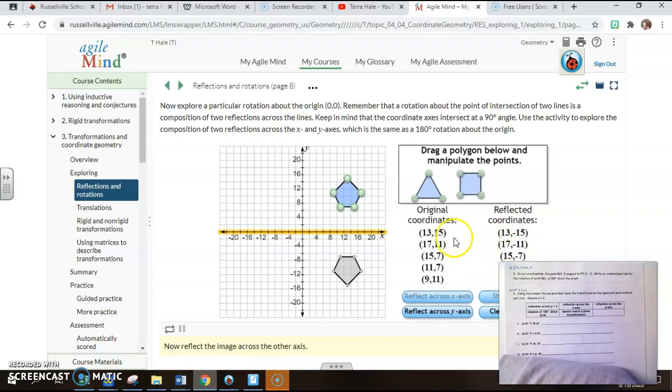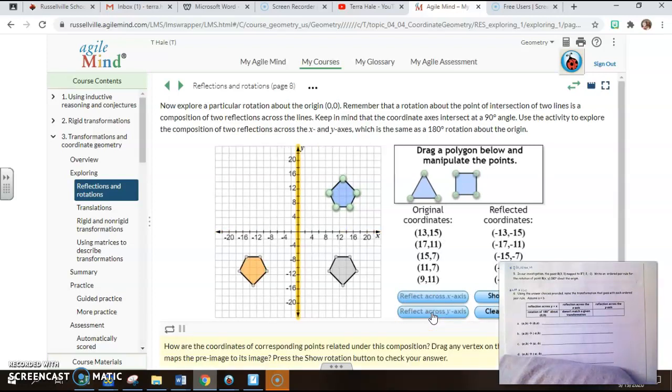Every y coordinate changed its sign. It was positive, now it's negative. Now we're going to take this image pentagon and reflect it across the y-axis. So we already know what should happen. The x-coordinate should change its sign, and that's exactly what happened. Now these are negative. So the reflected coordinates that are given here are of this image compared to our original figure. So these are the original coordinates, and this is after being reflected over both the x and the y-axis. The y changed signs when we reflected across x, and then the x changed signs when we reflected across y.